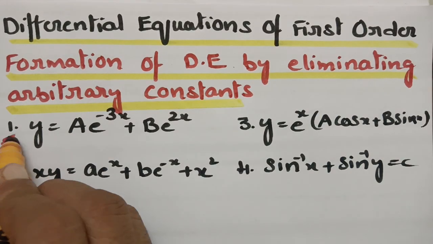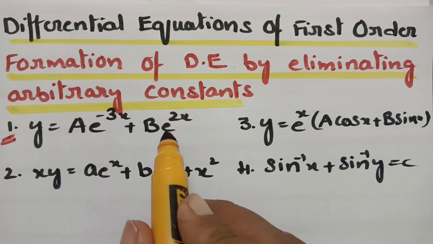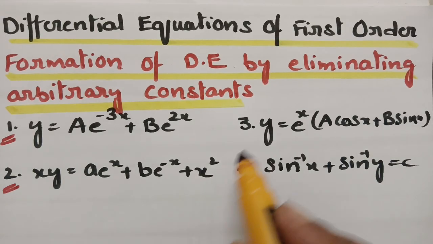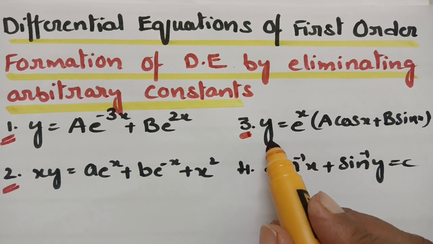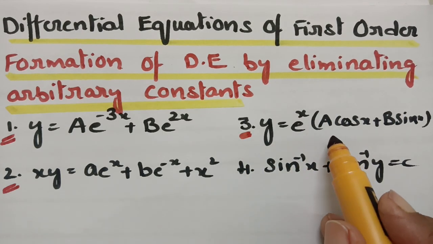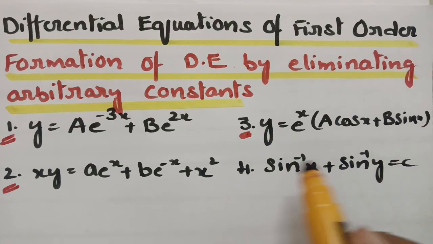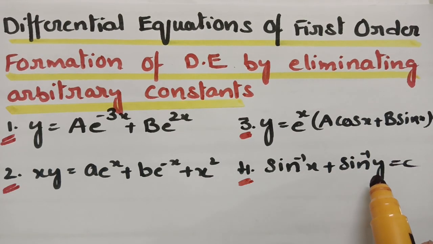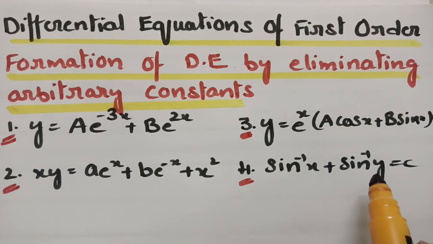The first question is y is equal to a into e power minus 3x plus b into e power 2x. The second question is xy is equal to a into e power x plus b into e power minus x plus x square. The third question is y is equal to e power x times of a cos x plus b sin x. And the fourth question is sine inverse of x plus sine inverse of y is equal to c.